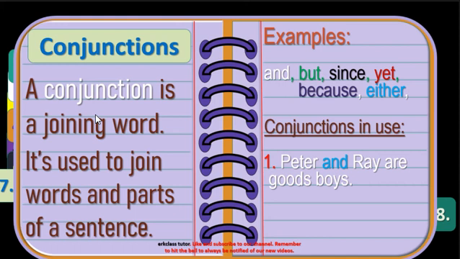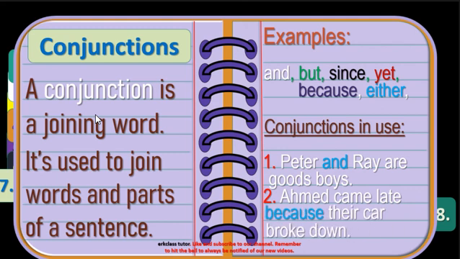Sentence number 2. Ahmed came late. Why did Ahmed come late? Ahmed came late because their car broke down. Because is our conjunction in this case.